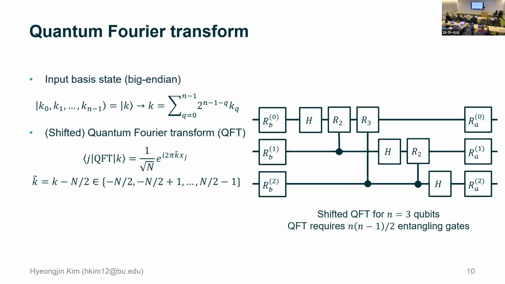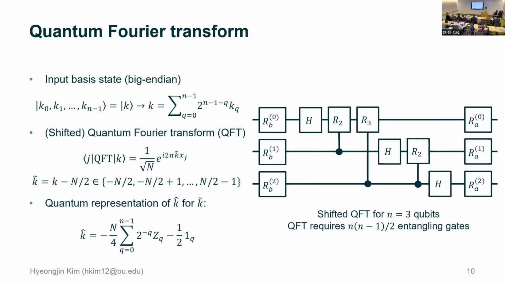For example, this is what the shifted QFT would look like for 3 qubits. This middle part is just the normal QFT you're probably very familiar with. This just shifts the axes of your spatial and your Fourier bases. And this is just a representation of what that shifted k, which is our wave number, looks like as a quantum operator. So that's all the details here. Now we can actually go into the algorithms.